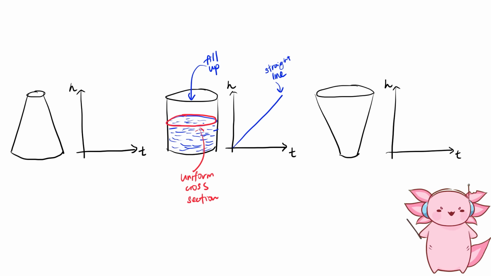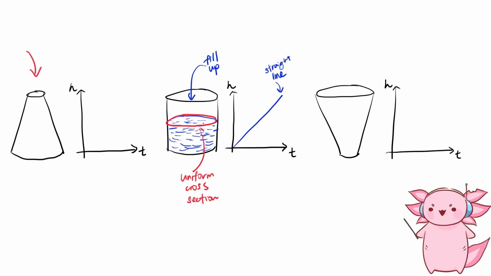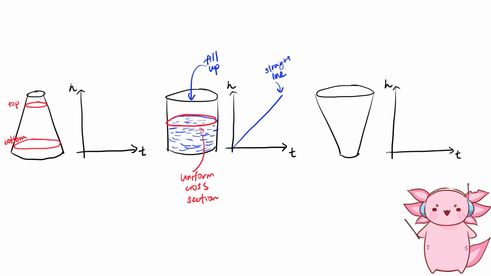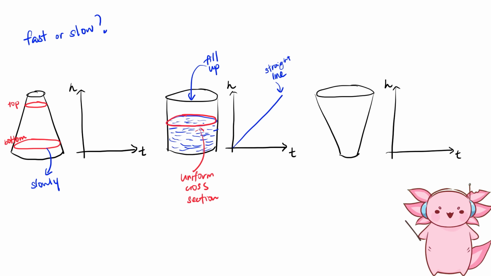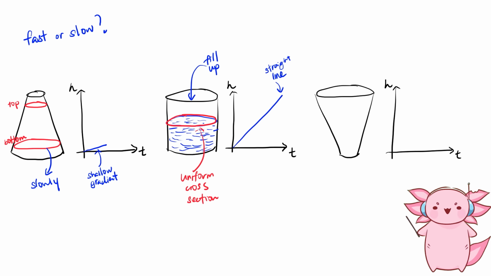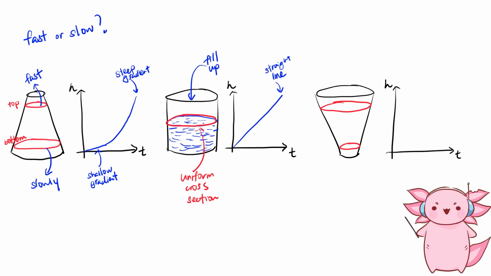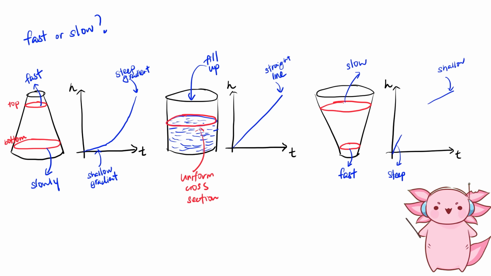Now for these two, it gets a little bit trickier. So for this volcano-looking tank, we look at the top and the bottom and we ask ourselves, will the water fill up fast or slow? The bottom fills up slowly, so it has a shallow gradient, and we can draw it on the graph like this. The top fills up fast, so it has a steep gradient, so we draw it on the graph and we kind of know how the curve looks over here. We can do the same for the other one, where it goes from a steep gradient to a shallow gradient, like this.